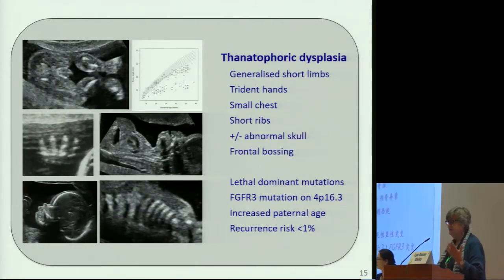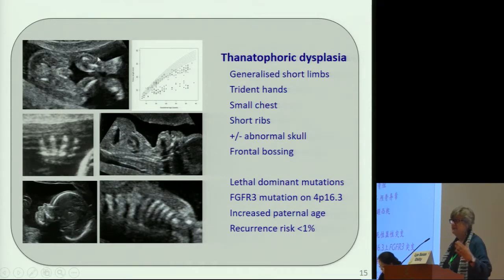Thanatophoric dysplasia, again, remember, generalized short limbs. You've seen this slide already. The limbs for thanatophoric dysplasia are short from early in pregnancy. This is a series that we saw, some of them scanned longitudinally at UCH, and you can see the growth of the long bones.